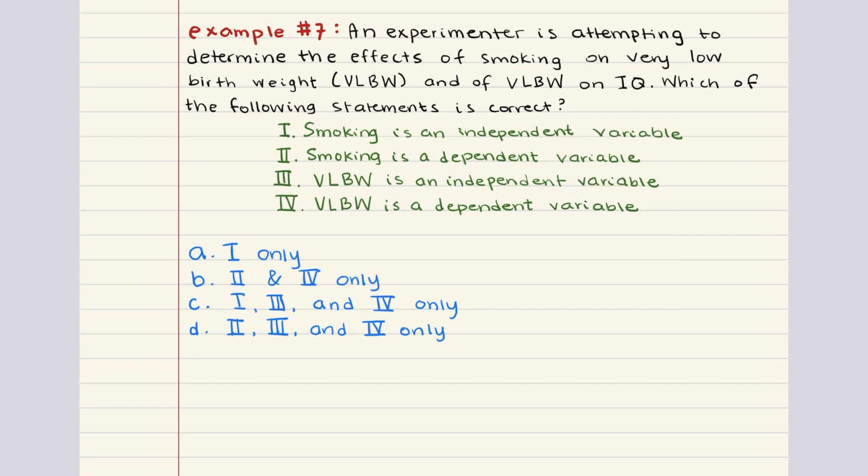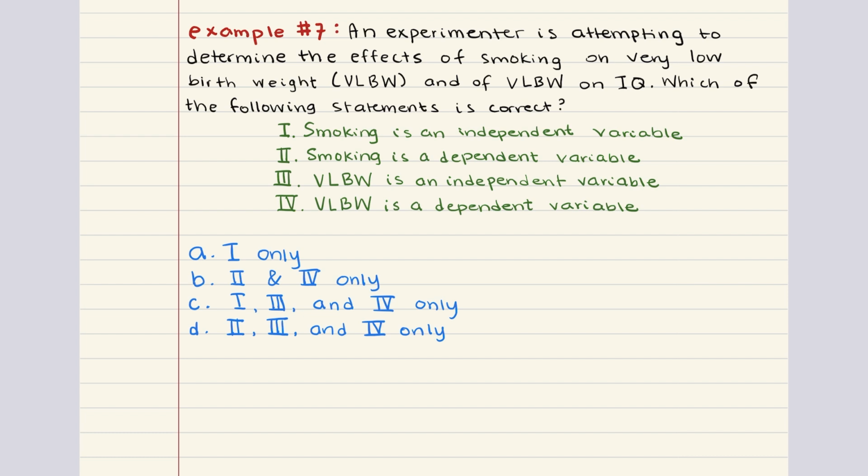Let's start by reviewing the definitions of these variables. An independent variable is the one that's manipulated or categorized to observe its effect on other variables. It is the cause in a cause-effect relationship. A dependent variable is the outcome being measured in response to the independent variable. So it is the effect.